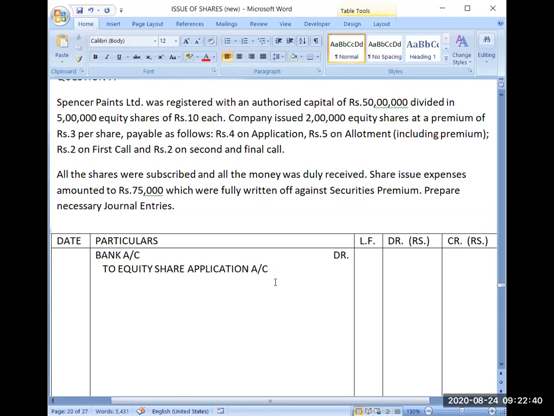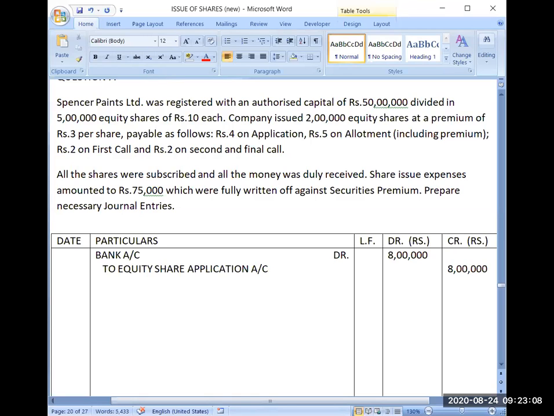2 lakh. And application money per share is rupees 4. So that way it will become total amount 8 lakh. I hope each and everyone is clear about how I reach this 8 lakh. If anyone is not clear, let me know that. I will again explain it.